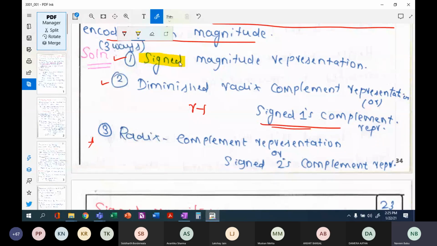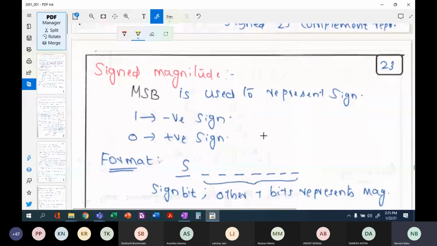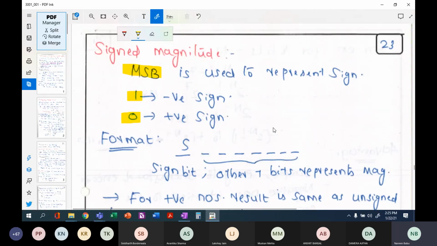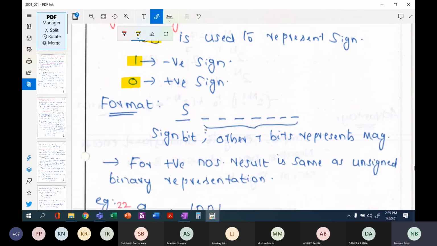What do you mean by a signed magnitude representation? In the signed magnitude representation, normally your most significant bit is used for representing your sign. Always 0 is used for a positive sign and 1 is used for a negative sign. So normally the format here will look like this. If it is an 8-bit number, then we will have 8 different bits, right? 1, 2, 3, 4, 5, 6, 7, and 8, right?